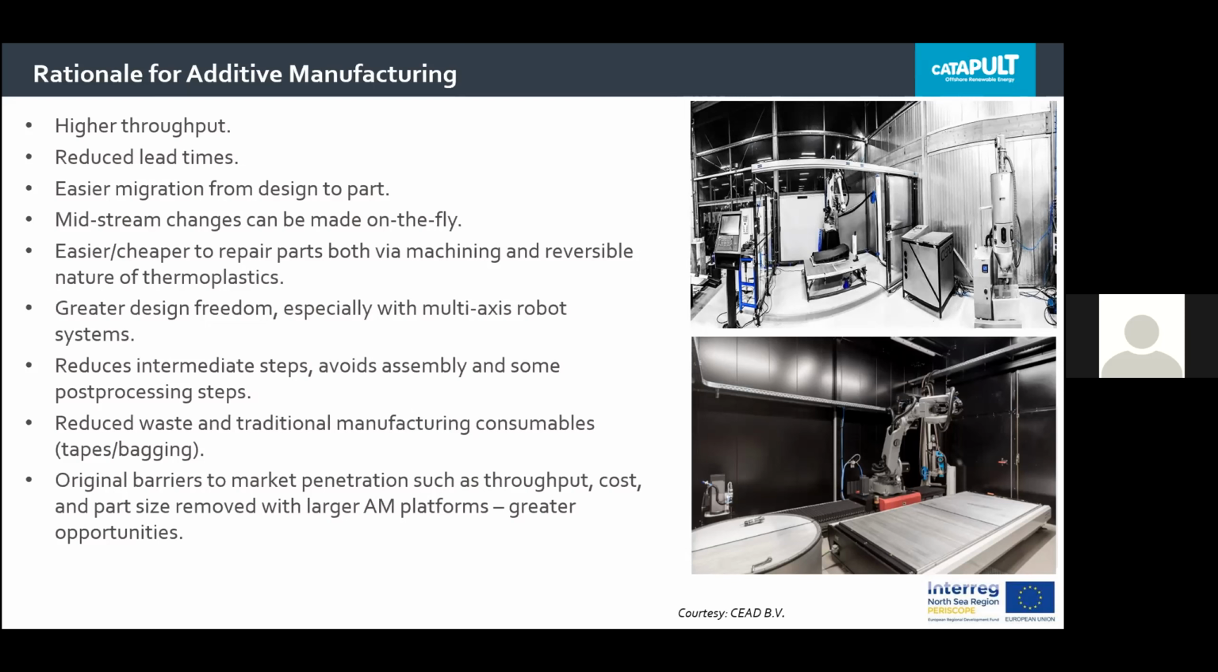So it reduces scrap and that kind of thing. There's much greater design freedom, especially using multi-axis robotic systems with the thermoplastic extrusion system on the end as an end effector. It's tempting to say that it reduces a lot of intermediate steps, but it doesn't completely eliminate them, but you have the potential to reduce some of the subtractive post-processing steps if done correctly.